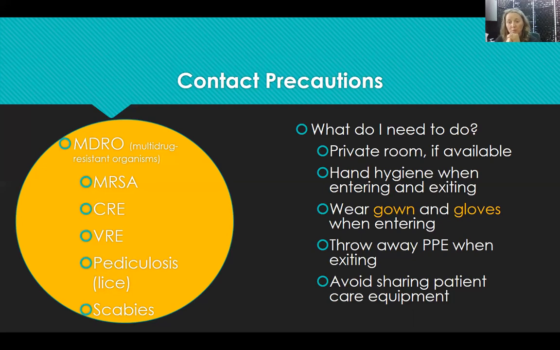We will limit transport of these clients if possible. Hand hygiene when entering and exiting, and you would need to wear gown and gloves when entering the room. Throw PPE away when exiting. It needs to be where you can throw your PPE away at the exit. You shouldn't have to go back into the room to throw your PPE away and then go back out again, so it should be at the door. With contact, it's not going to be the same as airborne isolation, where you need to be all the way outside of the room when you take your PPE off.